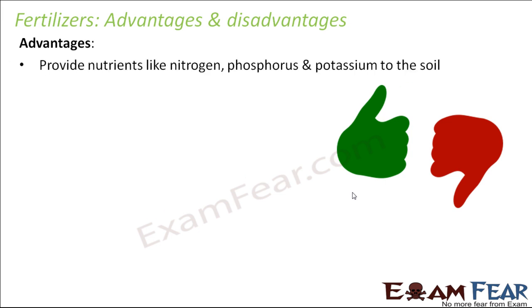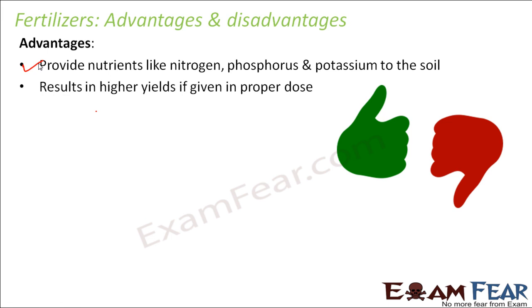It provides nutrients like nitrogen, phosphorus and potassium to the soil. So that is the purpose why we use it. Otherwise, why would we use it, right? So when we use fertilizers, it provides a lot of nutrients to the soil which act as macronutrients for the plant. It results in higher yields if given in proper dose. So this is very important.